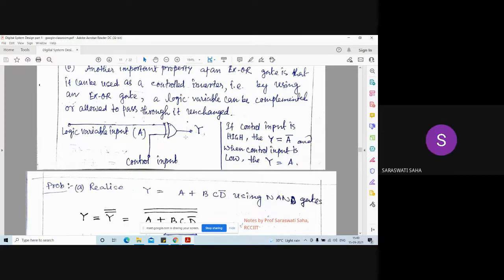How? Suppose you put zero. When both are zero or both are one, output will be zero. This one is permanently ground. When A is one, then output will be one. So when control input is low, then output will be A. If we put A equal to one, then output will be one. Y follows A.